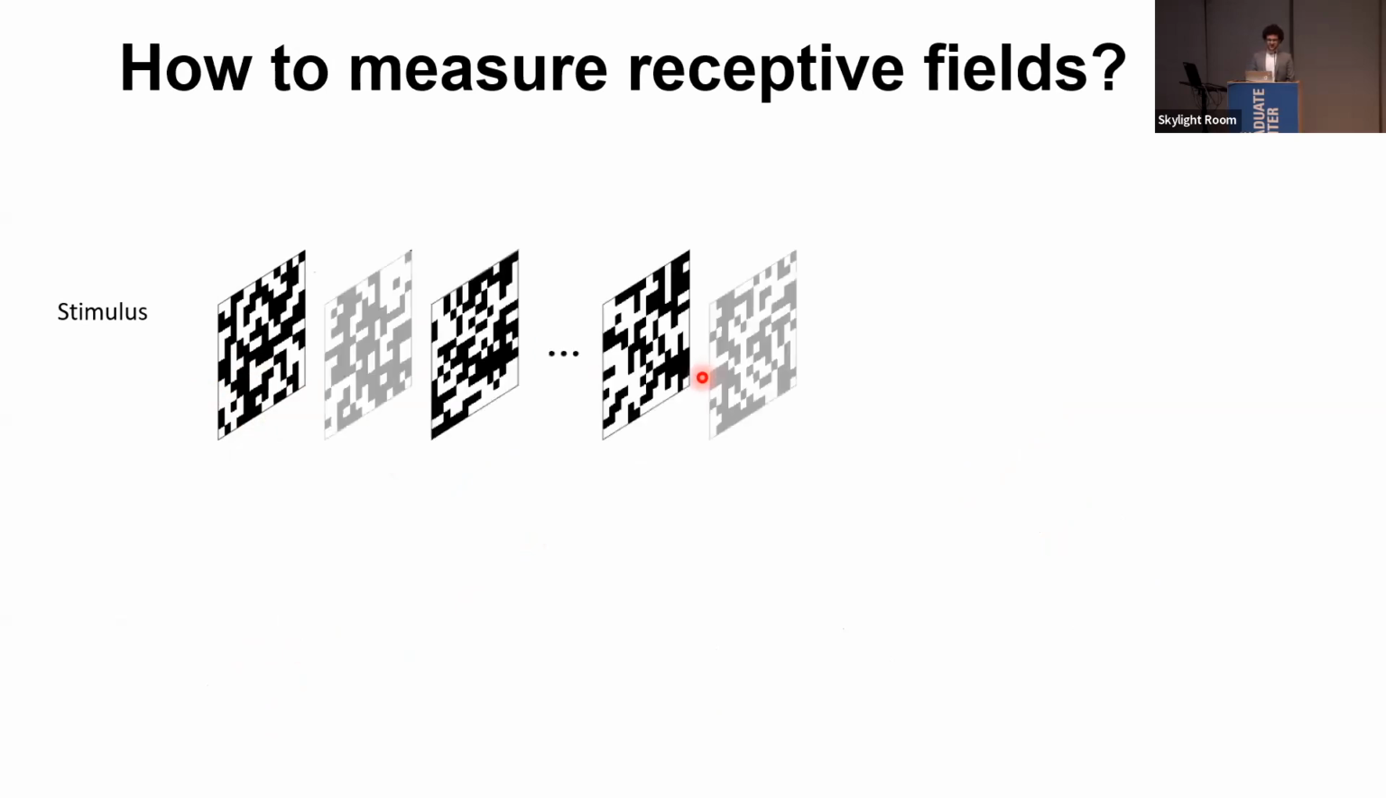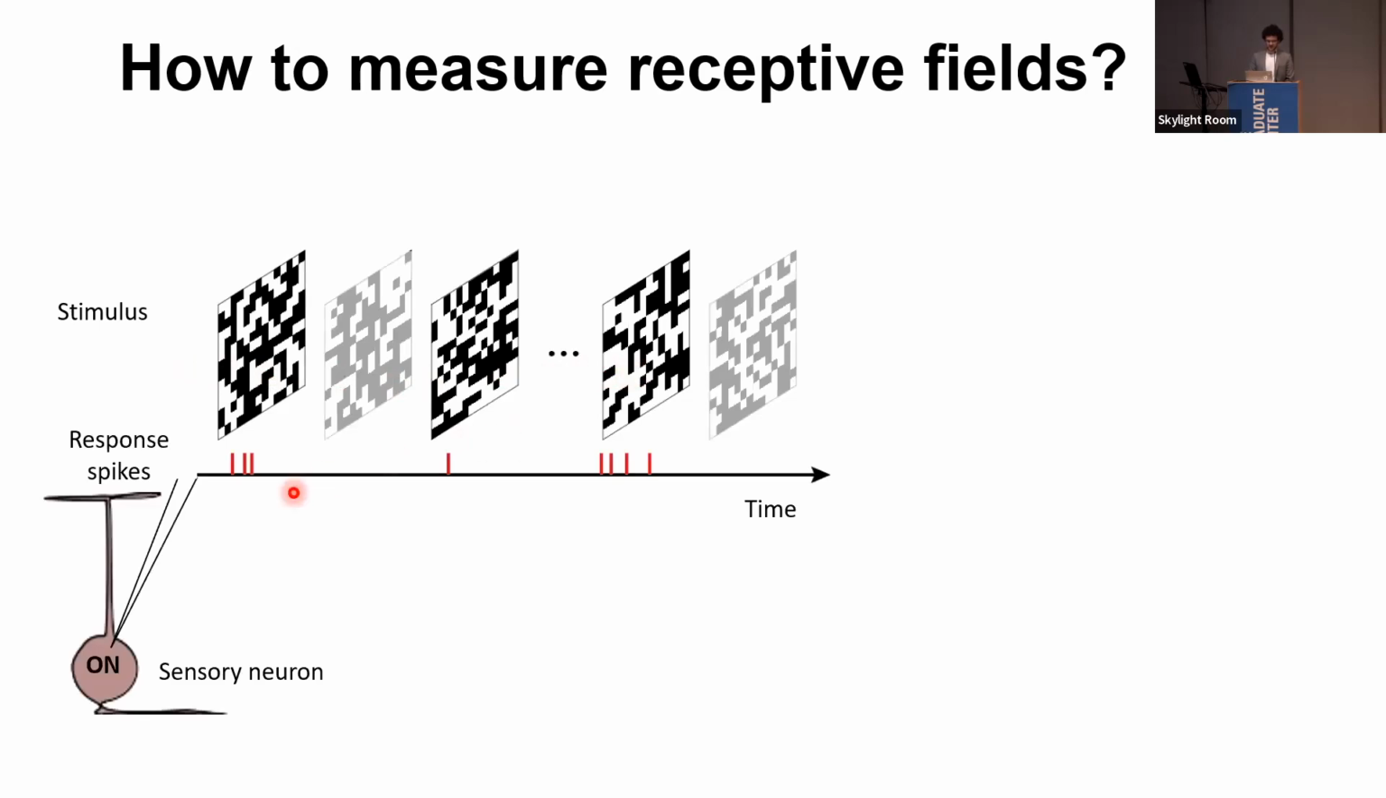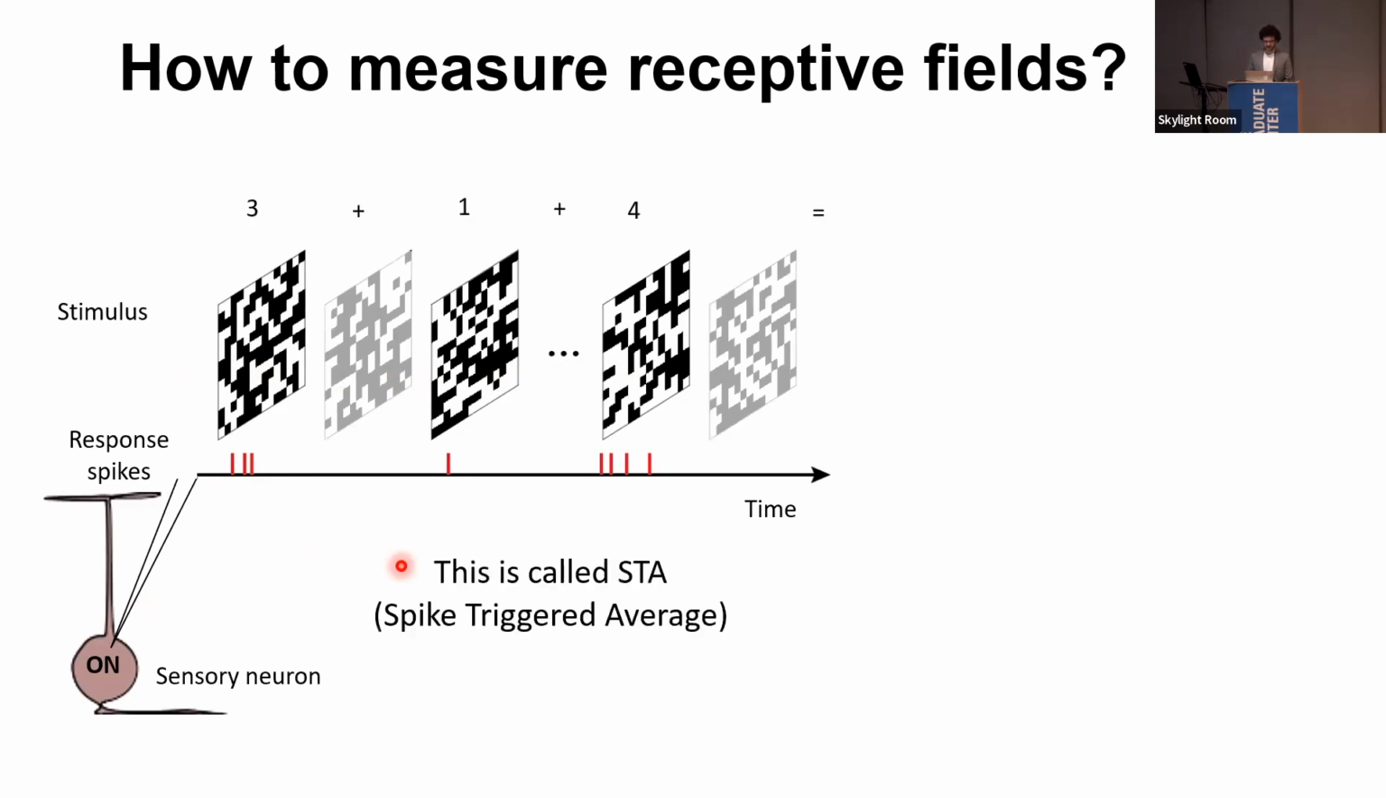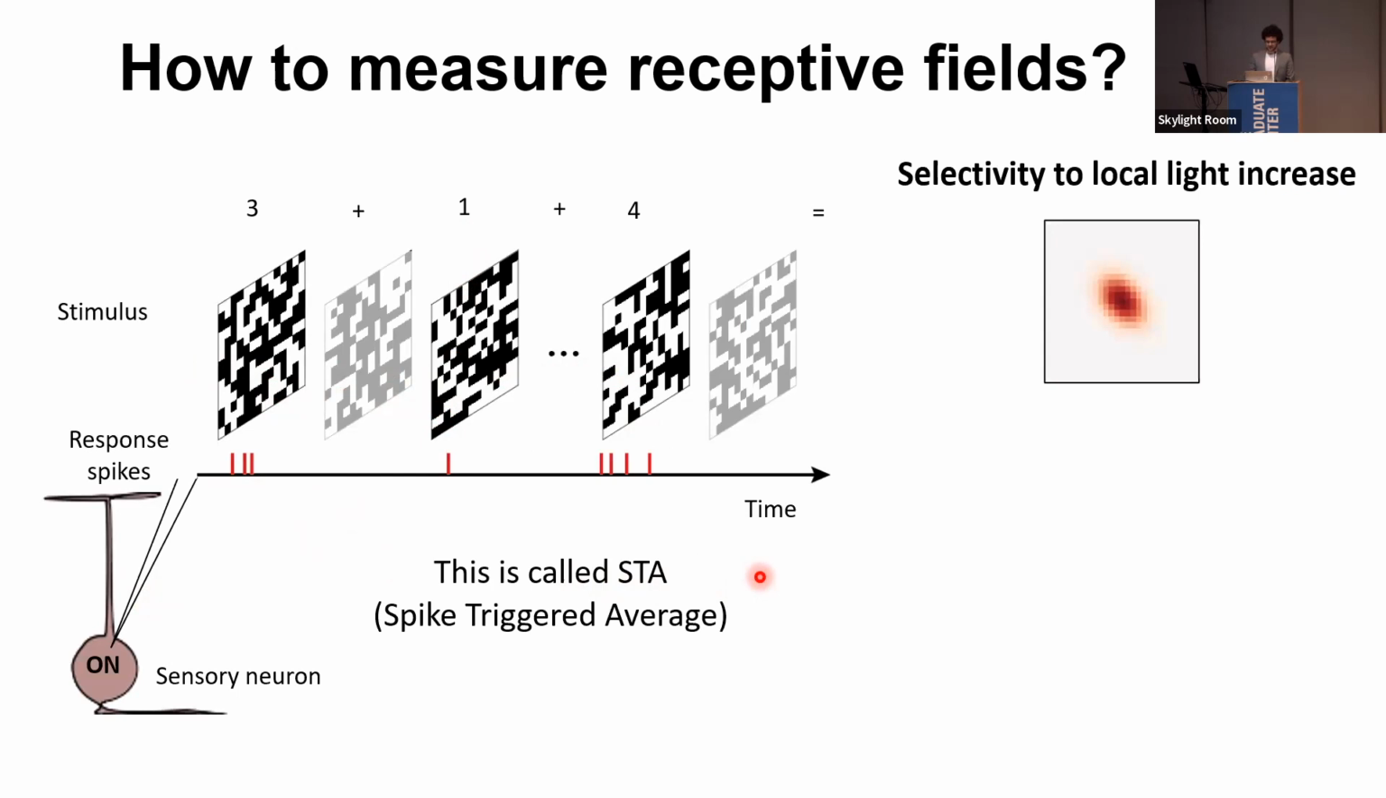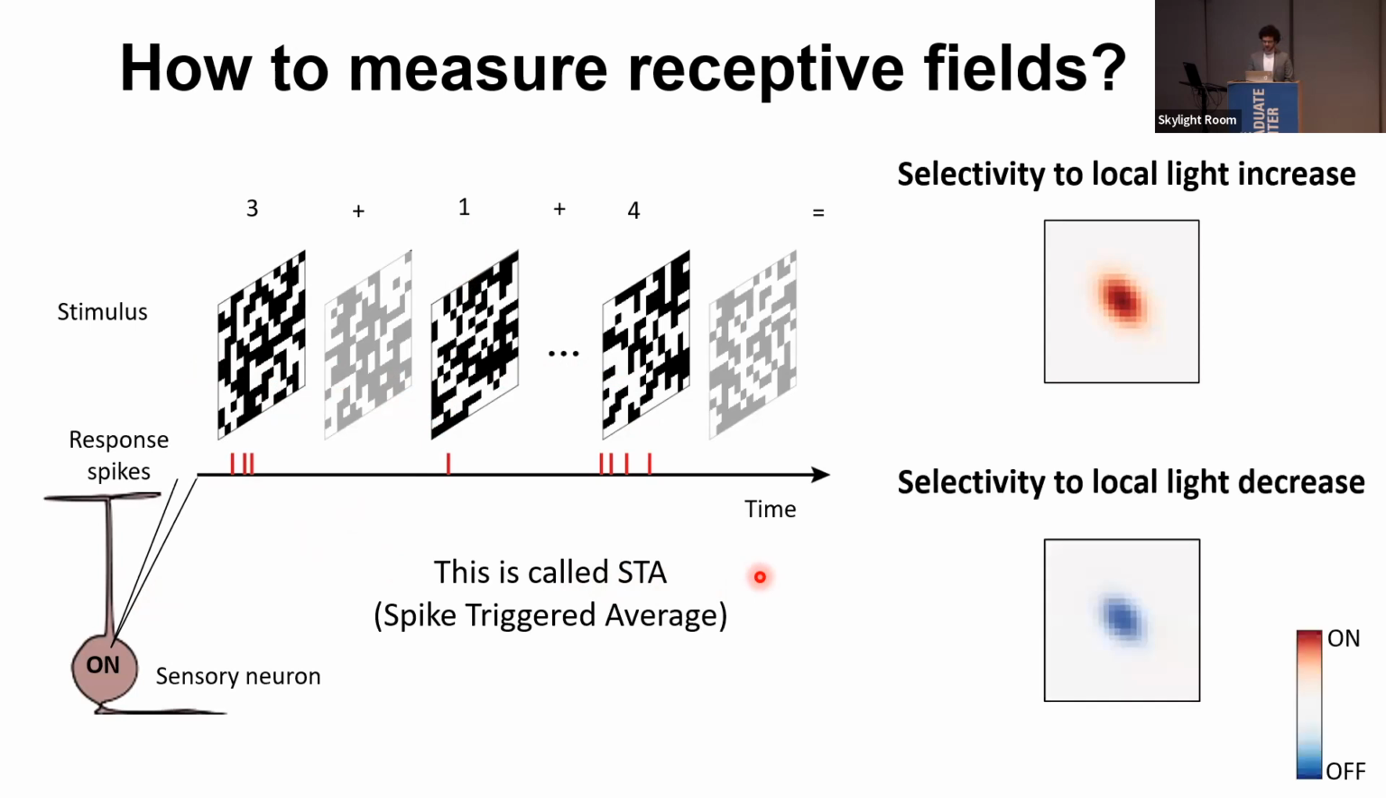They showed a sequence of these noisy frames and recorded the response of the sensory neuron to those frames. Then they could just do a weighted average of the frames by the number of spikes they evoked. This procedure is called spike triggered average, or STA for short. It can give one of two outputs: either a so-called on STA, a positive polarity 2D Gaussian, or an off STA, a negative polarity 2D Gaussian.